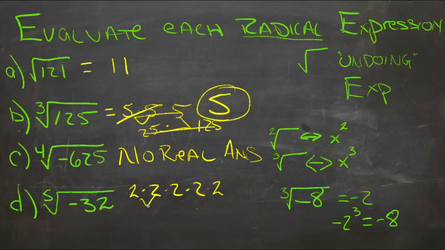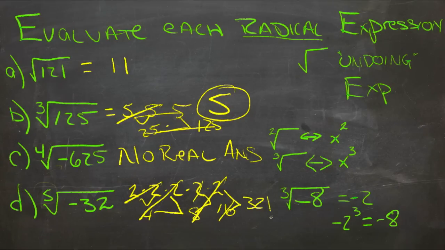We have 2 squared is 4. And 4 times 2 is 8. And 8 times 2 is 16. And 16 times 2 is 32. So the fifth root of 32 would be 2, so the fifth root of negative 32 would be negative 2.